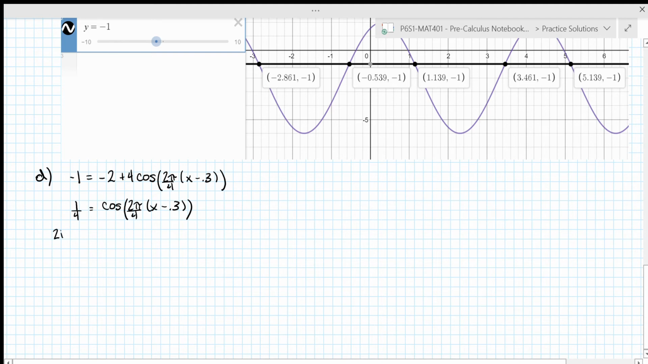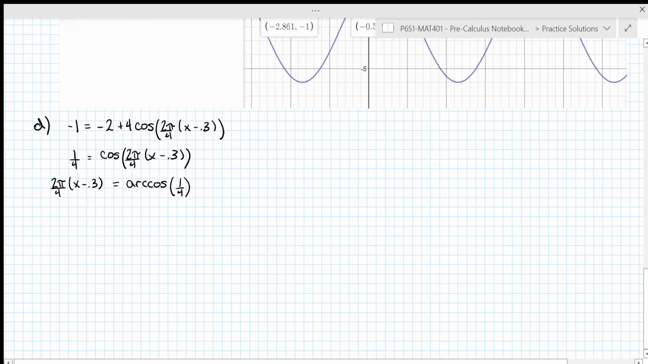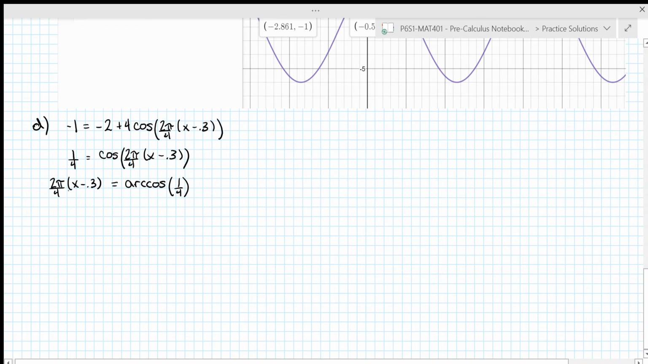So that means that the 2 pi over 4 times x minus 0.3 is equal to the arccosine of 1/4. The collection of all of the arguments that would have a cosine ratio of 1/4 is equal to that. Multiply both sides by 4 over 2 pi and add 0.3. If you want to combine some steps, this is a good spot to do it. I get 0.3 plus 4 over 2 pi times the arccos of 1/4.